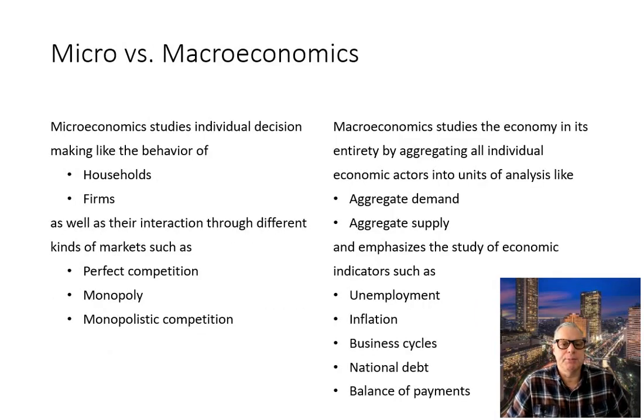But let's talk next a little bit more about economics and its main distinction. So in economics we distinguish between micro and macroeconomics. And microeconomics studies individual decision making, like the behavior of households or firms, but could be also an individual market like the market for bicycles. And microeconomics is moreover concerned with the interaction of households and firms in different market structures.